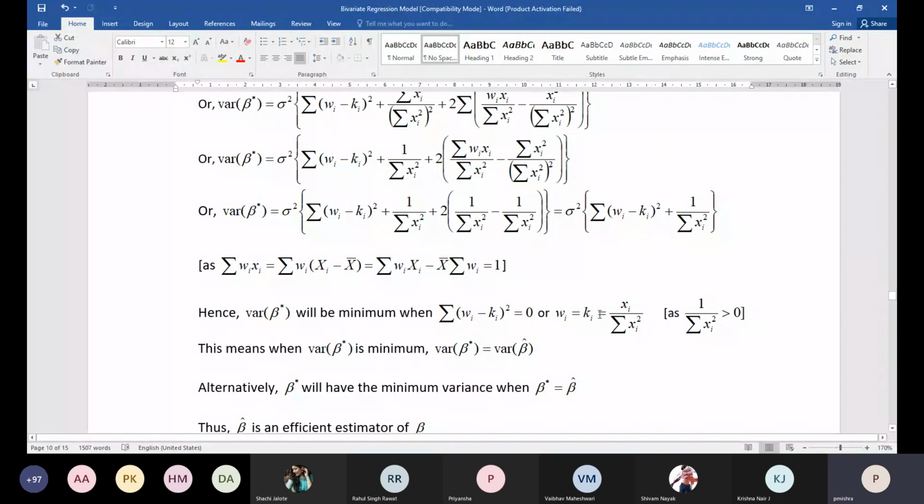And when ki is equal to this or wi is equal to this, it is nothing but beta hat. Meaning when variance of beta star is minimum, we are essentially getting variance of beta star as variance of beta hat, which essentially means beta star is equal to beta hat. That means beta hat has the minimum variance. That means it is an efficient estimator of beta.